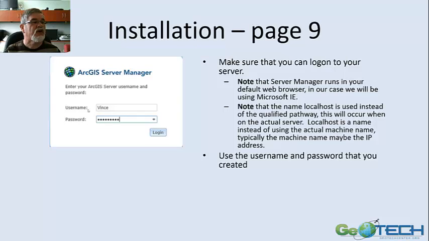Making sure I can log on to my server is what this is about. So I put in my credentials. Obviously you can see my password. I put in my credentials, and then I would click login, and I should be able to get onto the machine. Note in these slides, a lot of times we're going to use localhost. That just means I'm on that machine. I don't have to worry about the machine's IP address or anything like that, but I am actually physically on the machine.